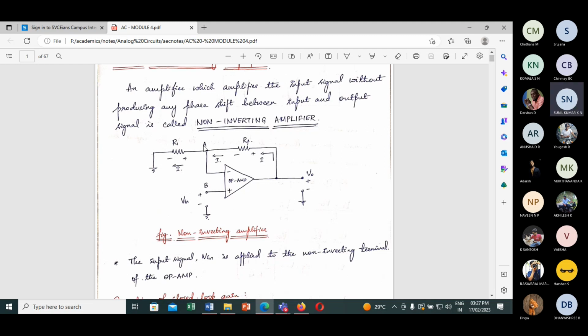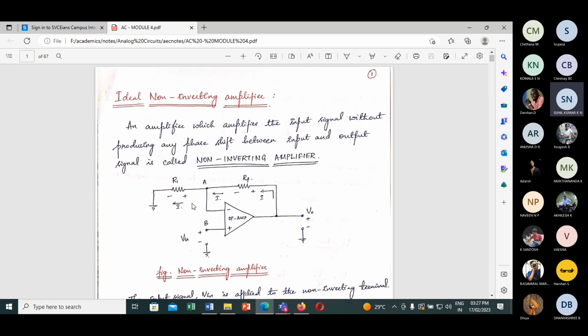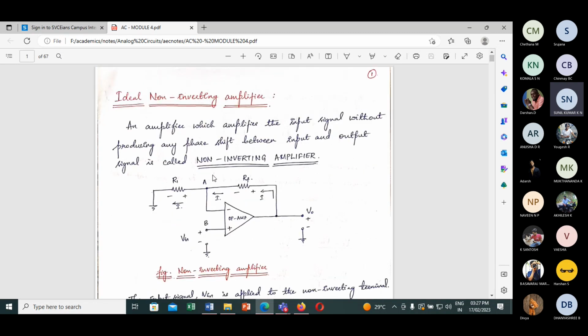We know the virtual ground concept: in the same way, node A and node B must be at the same potential. Node B is at V in potential, which means node A should also be at V in potential. So the voltage drop across R1 must be equal to V in, and the remaining voltage appears across RF. Using the virtual ground concept, we equalize the voltage across node A and node B to V in. From here we can see how much of the output voltage is dropped across RF, so we are going to calculate it. What is the current flowing in the feedback loop?